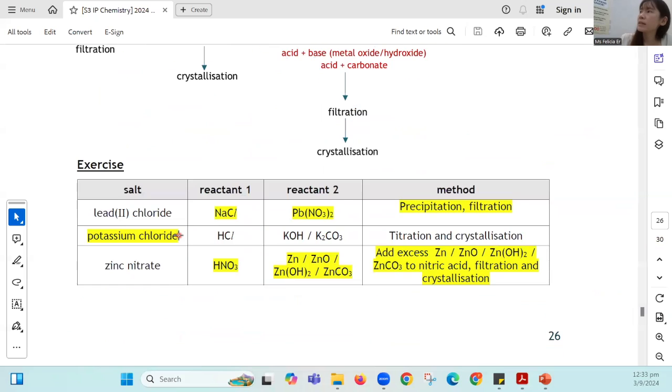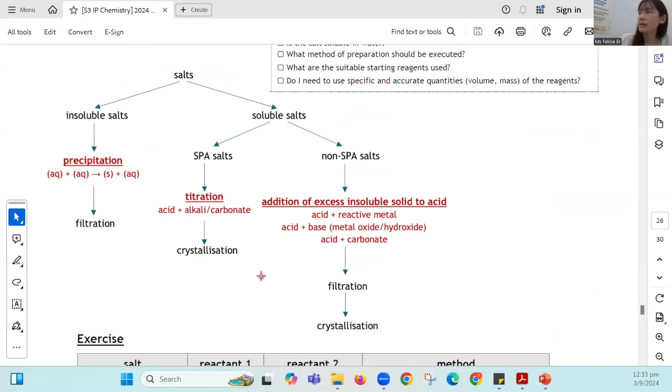Okay, so let's move on. For the next part over here, oh wait, this is an exercise. Can you all give it a try to see whether you are able to fill in the blanks? So you follow this flow chart on top to decide what you should fill in. It's not just anyhow mixing things. For example, if you were to choose titration or add excess, make sure you must have acid. So can you fill in the table below?